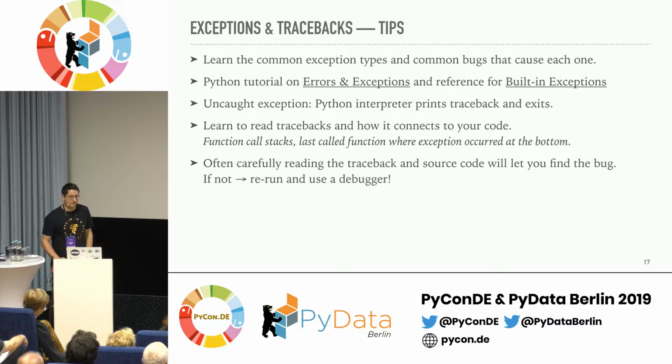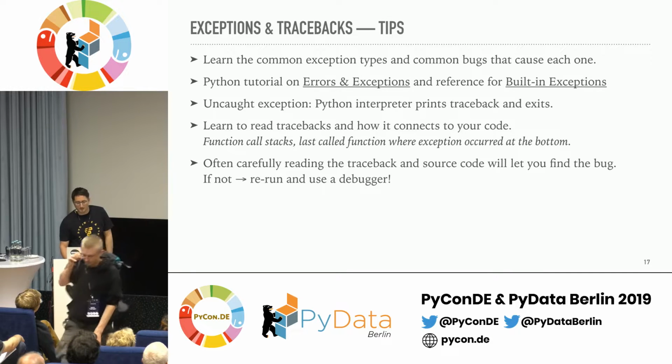Okay, so to wrap up for exceptions and tracebacks, you should learn the common exception types and the common bugs that cause each one. And I've shown the most common ones on the previous slide. The Python documentation for this is pretty good. You can just read the pages on errors and exceptions and built-in exceptions.